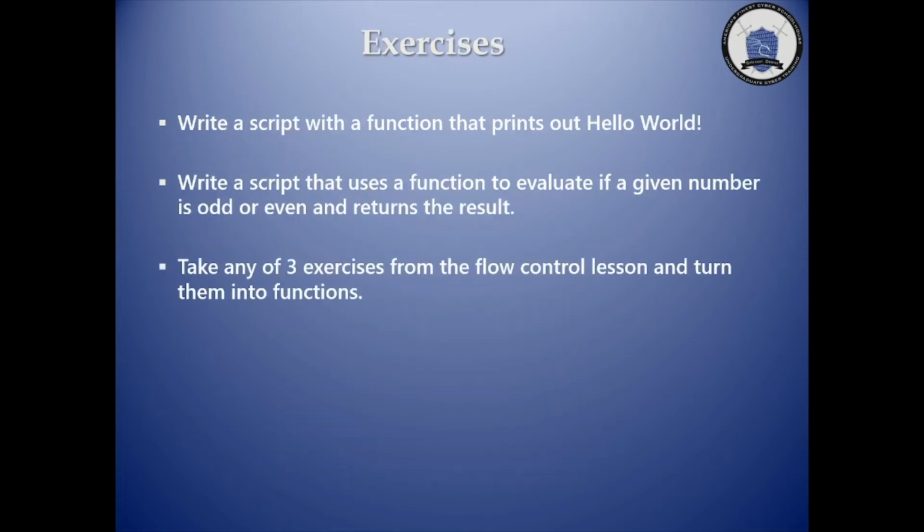Alright, so here's a few exercises that I recommend you try. The first one is just write a script with a function that prints out hello world. It's really simple. Second one, write a script that uses a function to evaluate if a given number is odd or even and returns the result. And then the third one, take any of the three exercises from the flow control lesson and turn them into functions. Again, this is really things we've already done, just putting them into functions. So go ahead and try to do those, and then we'll come back.